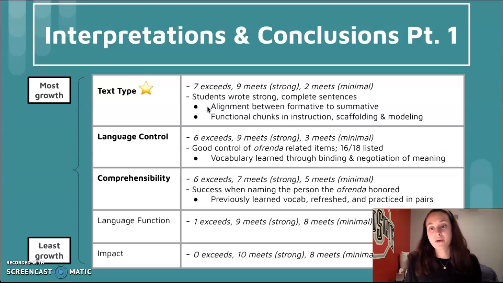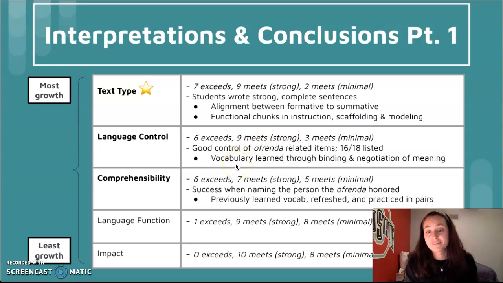This, combined with scaffolding and modeling of appropriate sentences that I would be expecting from students, helped contribute to their success. Additionally, students showed really strong language control throughout their work. I was particularly impressed with the ofrenda-related items, as that was the vocabulary of the unit that we worked on. With the exception of 2 outliers who simply did not perform this aspect of the task, 16 out of 18 students were able to list ofrenda items.